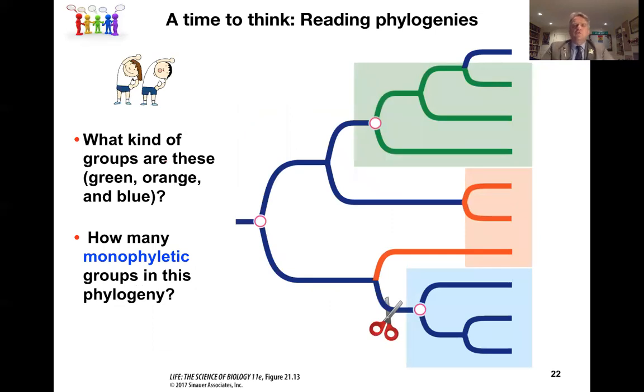All right, so I'm going to give you a moment to think and challenge you with some tasks in reading phylogenies. Now, normally we would be taking a stretch at this time. You'd be talking to those of you in your adjacent areas in lecture. But since we're doing this all online, we're going to take a slightly different approach. So what I want you to do is think for a moment and jot down what are the different kinds of groups in green, orange, and blue. And then how many monophyletic groups are there in this phylogeny?